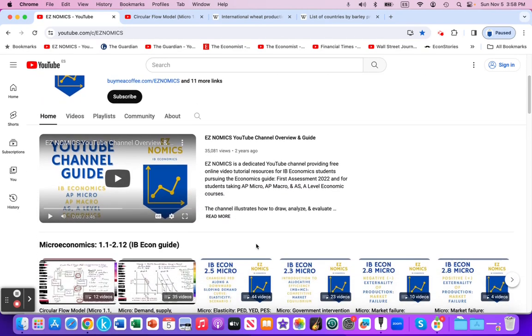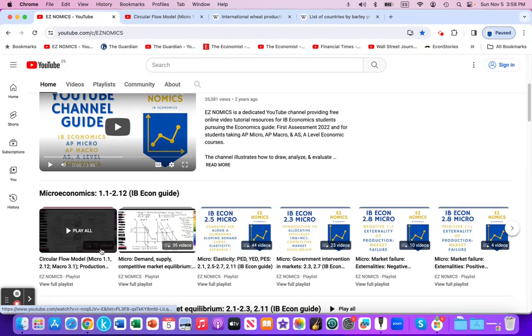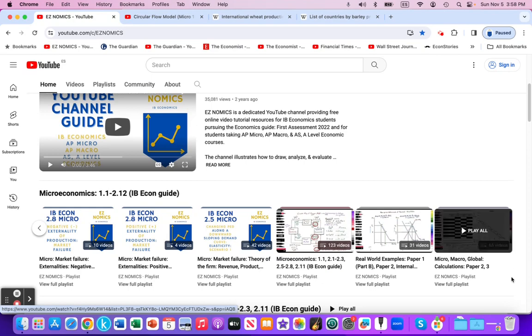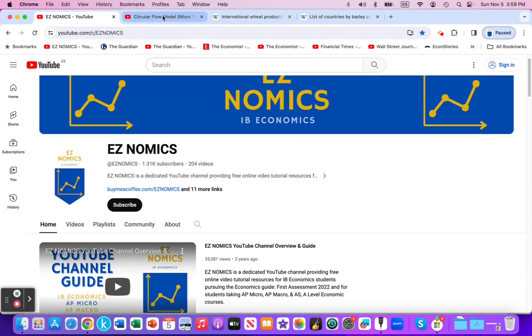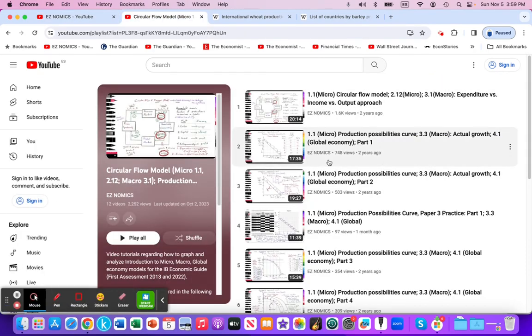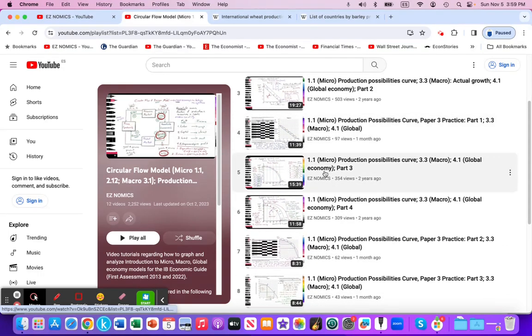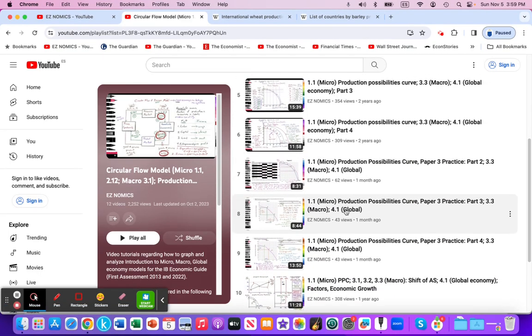This will be part of a playlist for the introduction to the circular flow and the PPC. In addition, you can also find it as a playlist under the playlist for Paper 2, Paper 3 quantitative practice type questions. Here we can see what the circular flow playlist looks like. It introduces the circular flow, the PPC, and provides some math calculation practice questions.